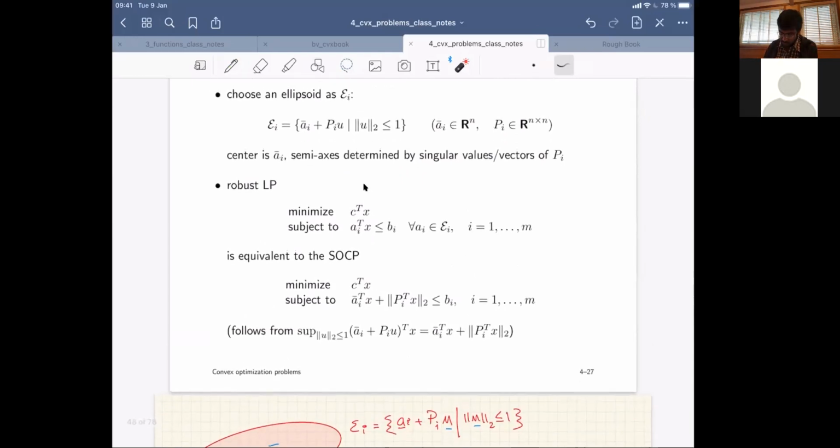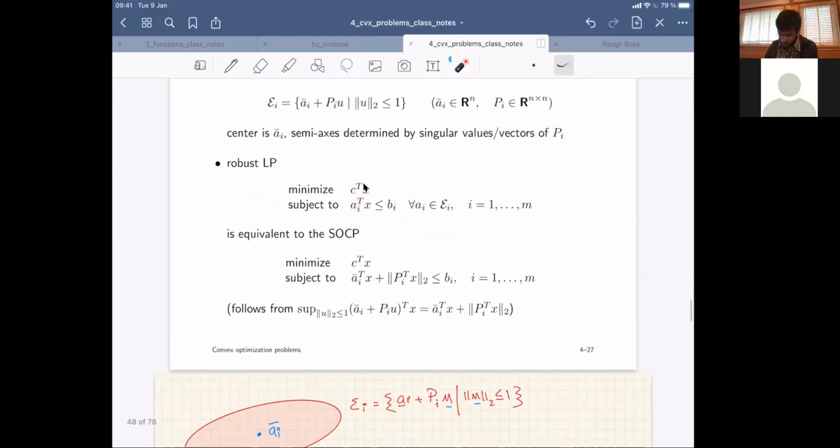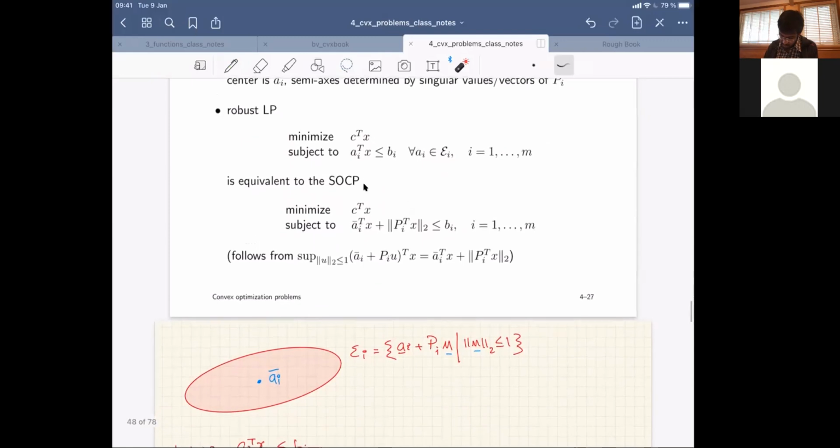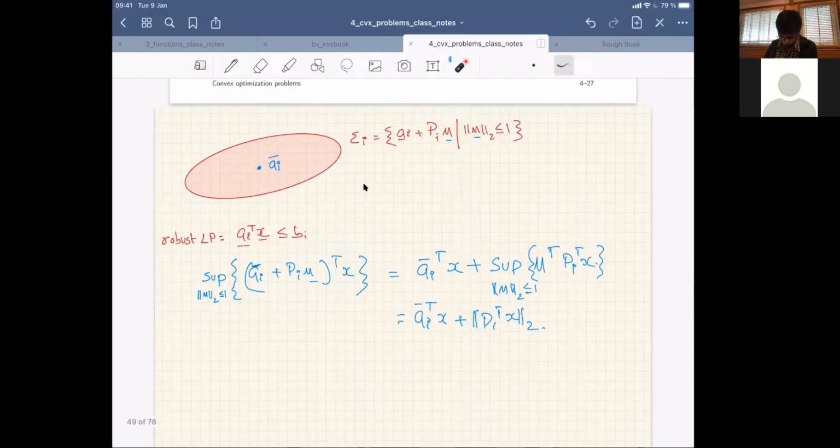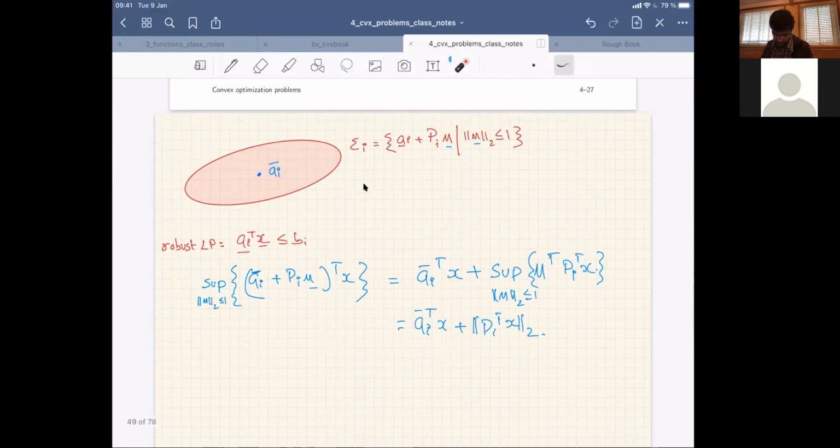What we have is a robust LP where we minimize C transpose X subject to this constraint, and AI belongs to an ellipsoid. Since this term is difficult to handle, we try to rewrite it using an SOCP framework. I have the same objective function here, but the constraints I will rewrite. So how can we do that?